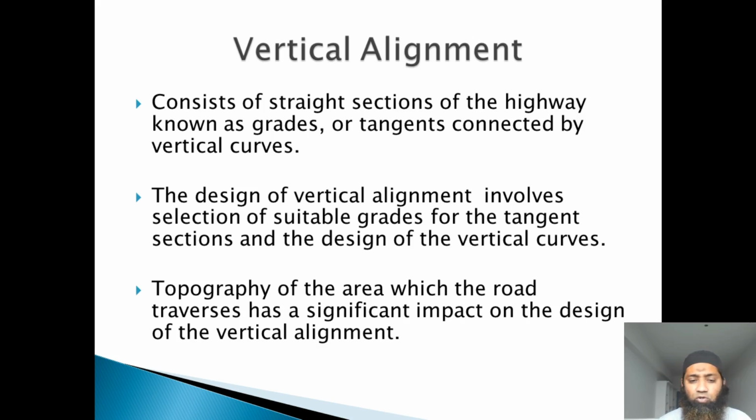Topography of the area which the road traverses has a significant impact on the design of the vertical alignment. So topography plays a very important role in designing the alignment. We should see what type of topography it is. Just imagine you have to lay a highway in a mountainous area. In mountainous areas, as you know, you won't get plain terrain at those places. You'll face big problems, so we'll have to design it in a very different manner. At some places you have steep slopes, and at some places very big uphills also.